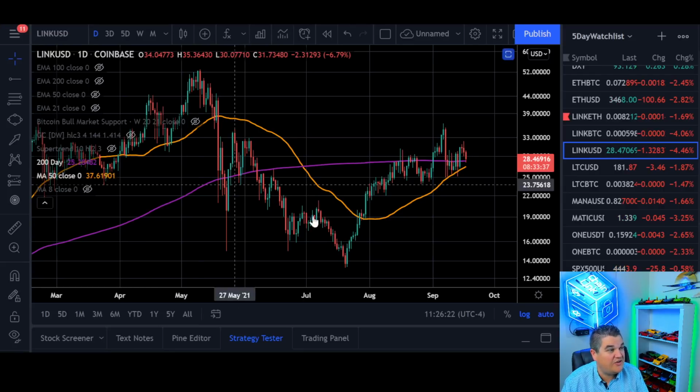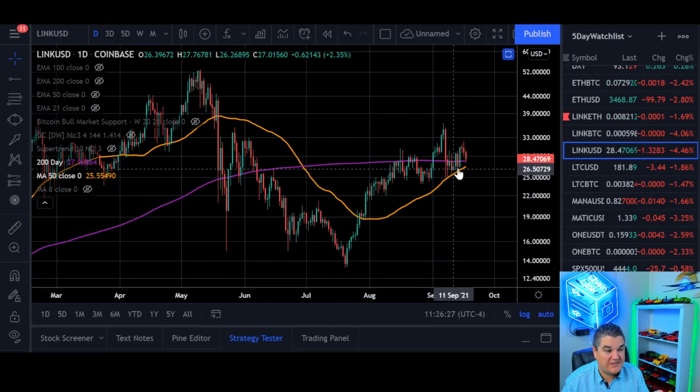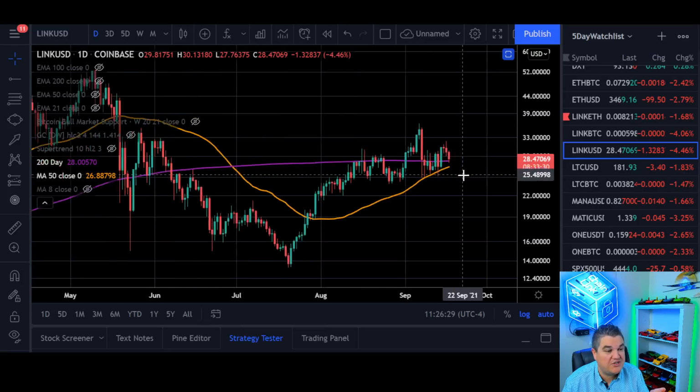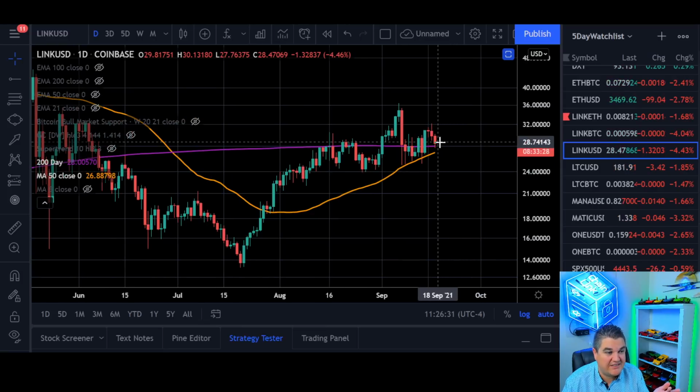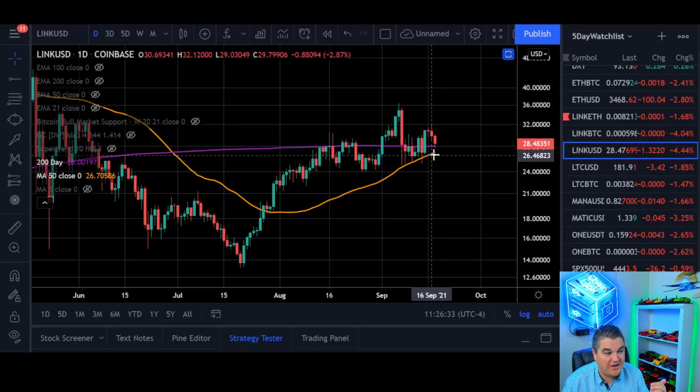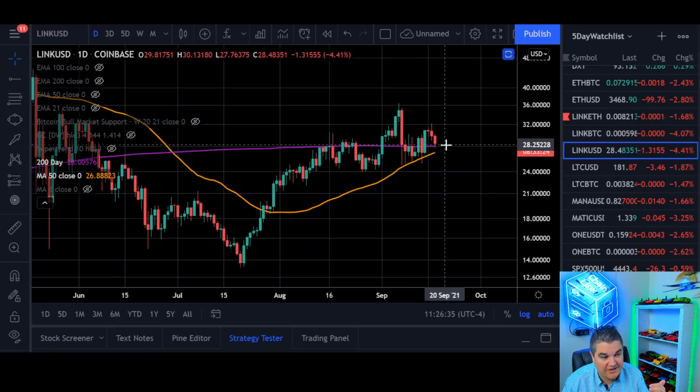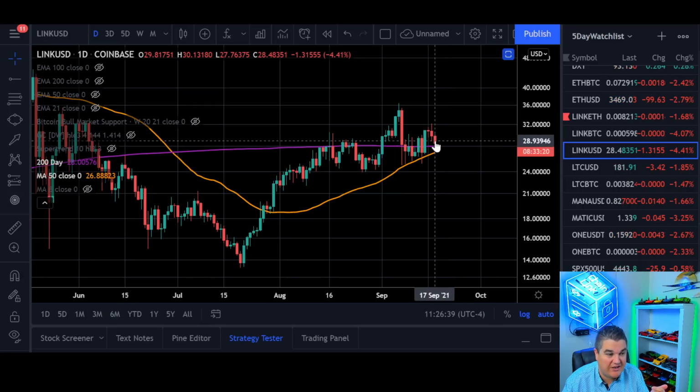All right, Link on US dollar on the daily scale. We've talked about this as well. This is our potential golden cross approaching here. Some coins have already gotten it. Some coins are well beyond it. Potentially for Link, we're probably still looking at another 3 to 5 days, assuming that price action doesn't just crash back down here.